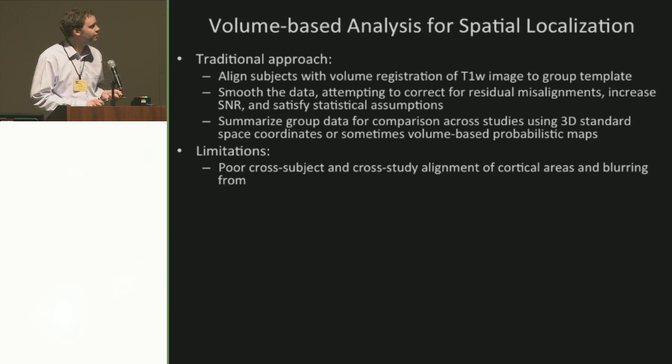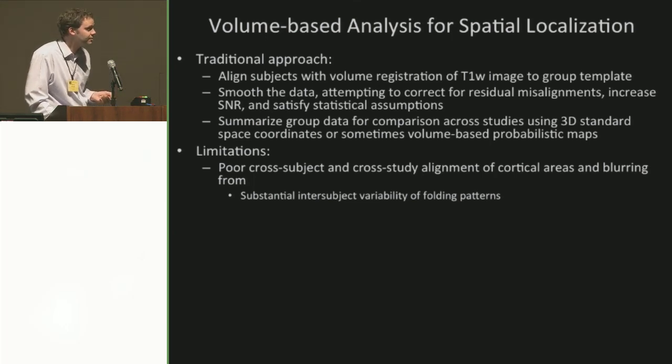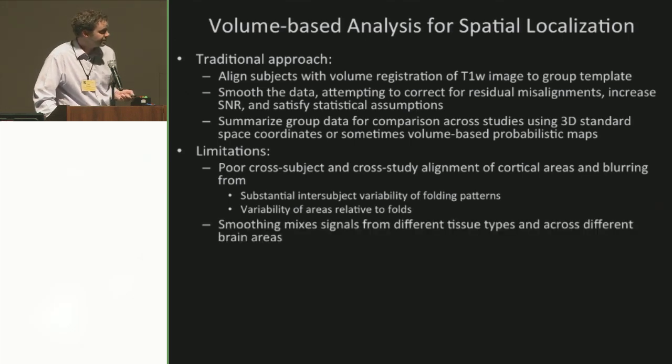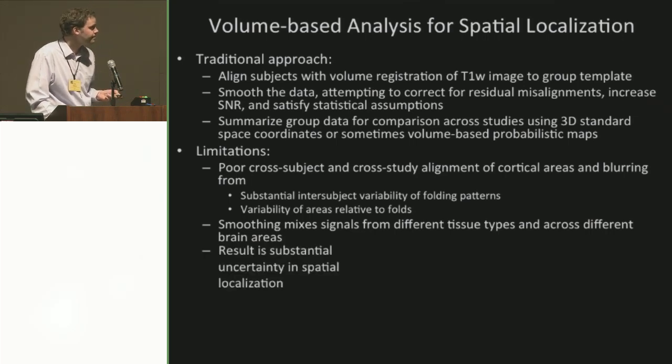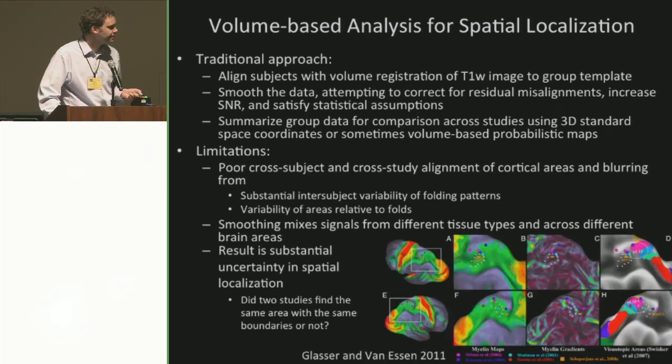We have relatively poor cross-subject and cross-study alignment of cortical areas, and blurring from just the substantial intersubject variability of folding patterns, the variability of areas to folds, and smoothing also mixes signals from different tissue types and across different brain areas. So the result is substantial uncertainty in spatial localization, basically being able to answer the question, do two studies find the same area with the same boundaries or not?